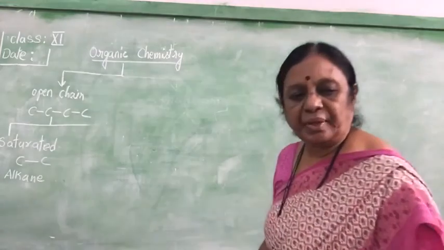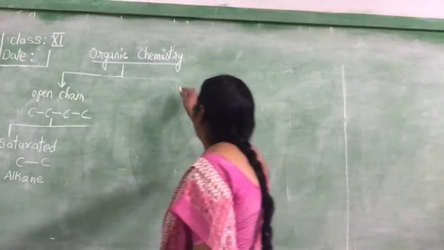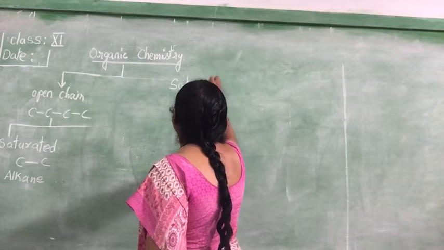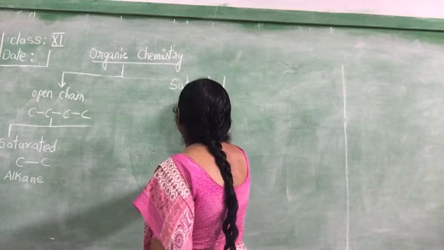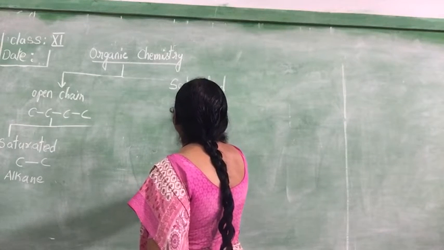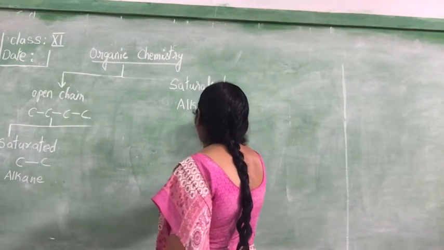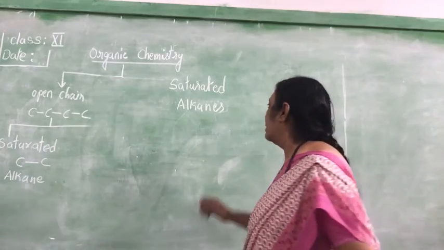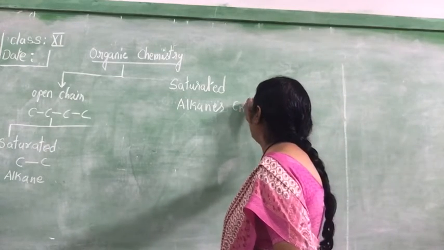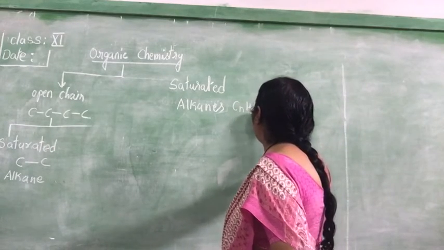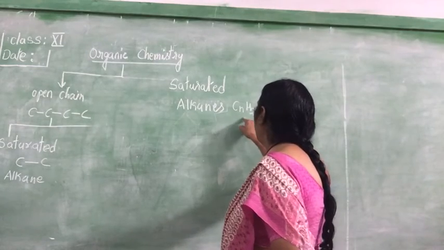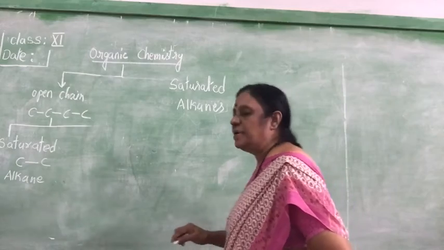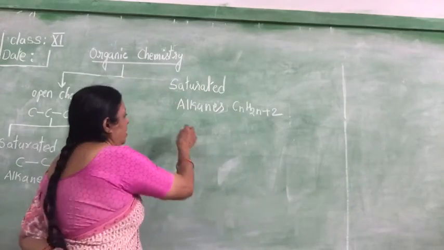Now children, saturated compounds, for example, are alkanes. Alkanes are the compounds having single bonds among the carbon atoms. So the general formula is CnH2n+2. The first member of the alkanes is methane.